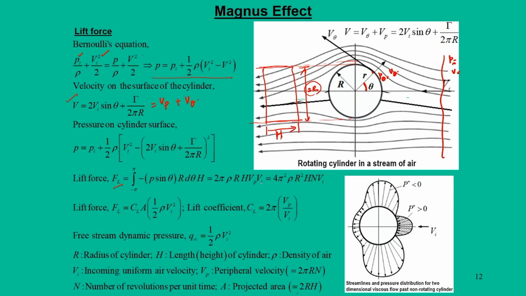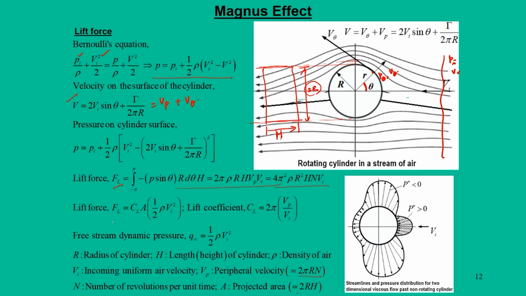Vp is the peripheral velocity, and Vi is the incoming free stream velocity. Peripheral velocity can be related to 2 pi r n, where n stands for the number of revolutions it is making. Then by putting this in, it becomes 4 pi squared rho r squared h into n into Vi. This is one way we find the lift force, by integrating pressure over the surface of the cylinder.